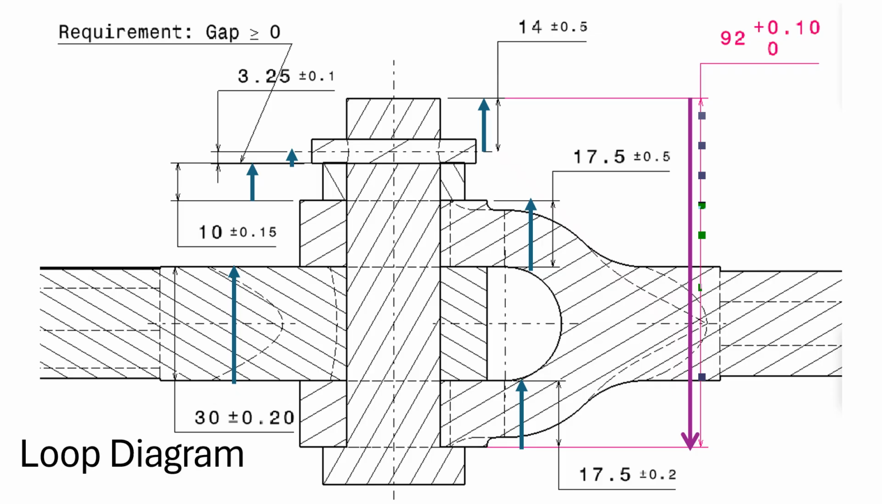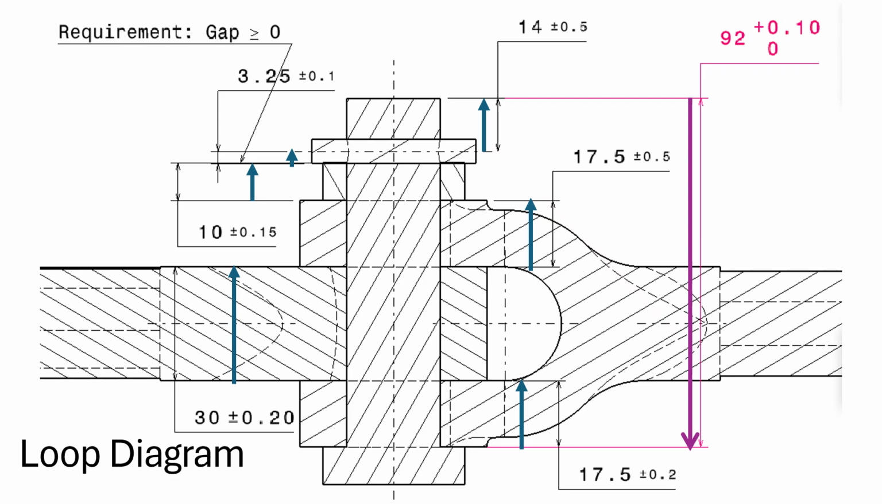Let's see a simple example of tolerance stackup analysis. I have applied only size tolerances to the knuckle joint assembly. The first step in tolerance stackup analysis is identifying and defining the problem or requirement. We want this gap to be greater than 0. Otherwise, the whole assembly will not be done properly.